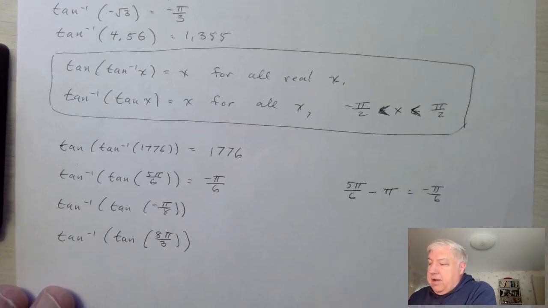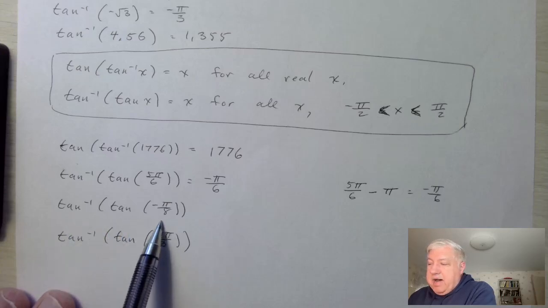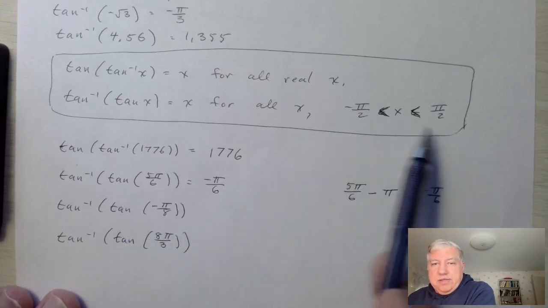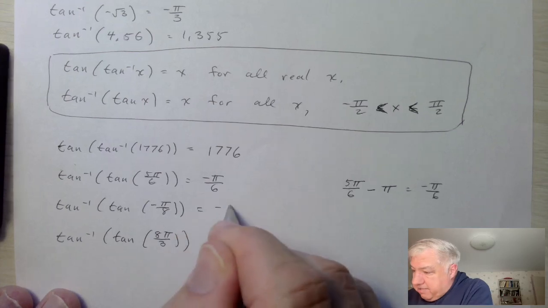Okay. The inverse tangent of the tangent of negative pi over 8. Negative pi over 8 is in this range, right? So this will be negative pi over 8.